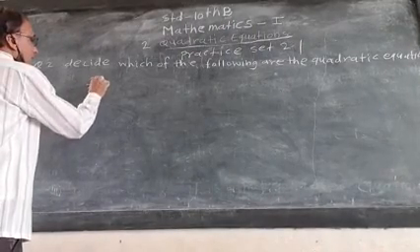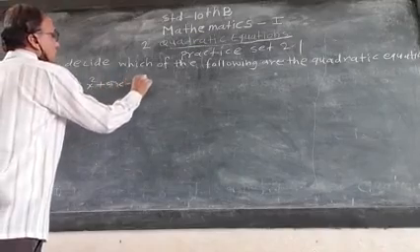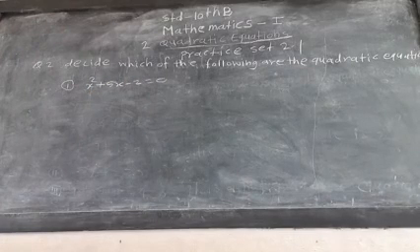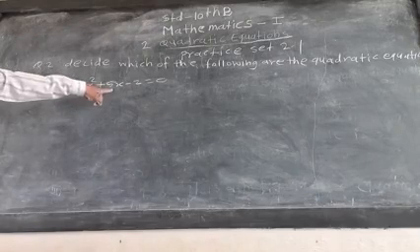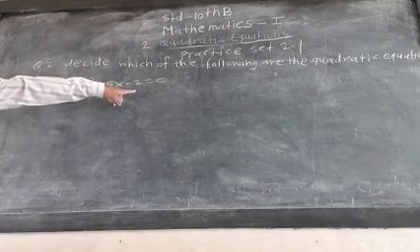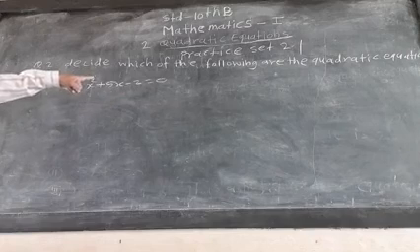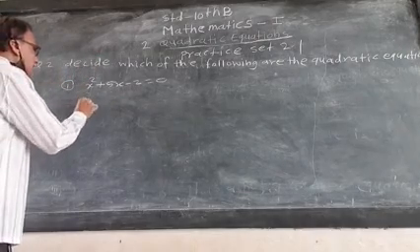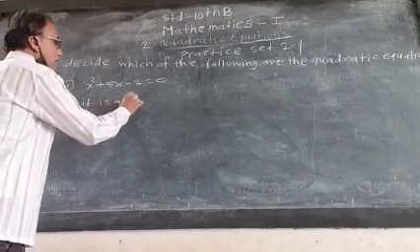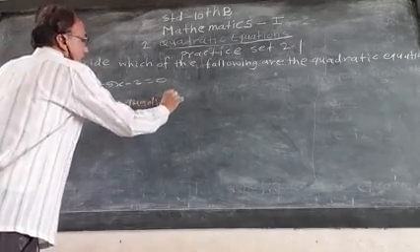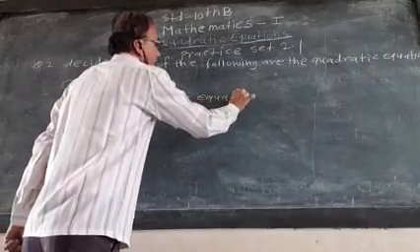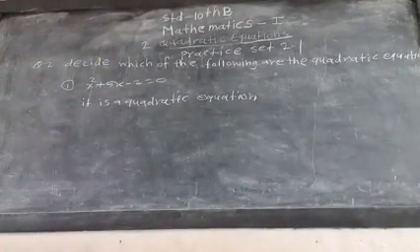x square plus 5x minus 2 equal to 0. Is this equation a quadratic equation or not? See here, x is the only variable in this equation and the maximum index of x is 2. So this equation is called a quadratic equation.